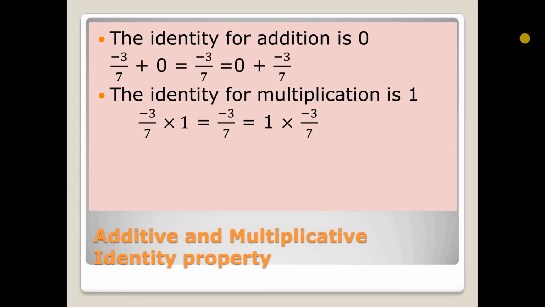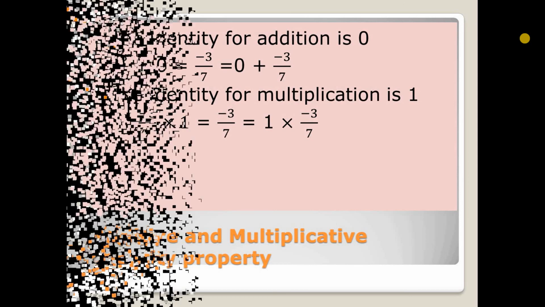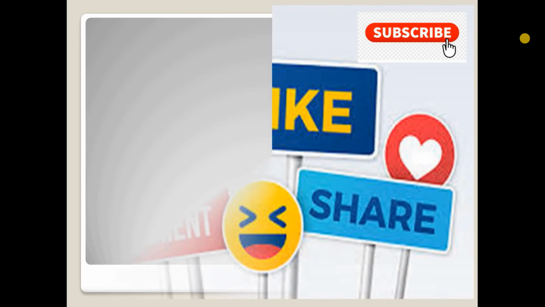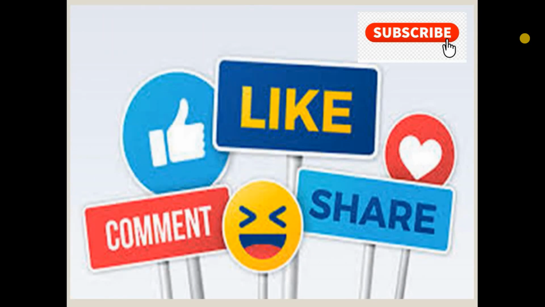The identity for addition. அதே மாதிரி மல்டிப்ளிகேஷன்ல ஐடென்டிட்டி யாருன்னா 1. ஏன் இந்த 1 நம்ம சொல்றோம்? ஏன்னா இந்த 1 கொண்டு நீ எந்த நம்பரை மல்டிப்ளை பண்ணாலும் உனக்கு இது சேம் நம்பர் கிடைக்கும். 2 into 1 2, 3 into 1 3, minus 2 by 3 into 1 minus 2 by 3. இதே மாதிரி minus 3 by 7 into 1 உனக்கு என்ன ஆன்சர் தான் கிடைக்கும்? minus 3 by 7 தான் கிடைக்கும். So அதே நம்பர் கிடைக்கிறதுனால the identity for multiplication is 1. Additive and multiplicative identity property. I hope you understood. Thank you, dear students.